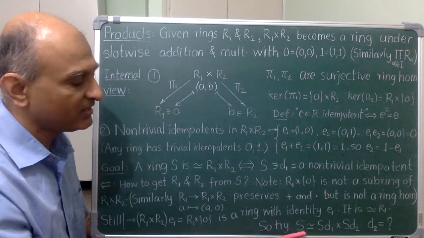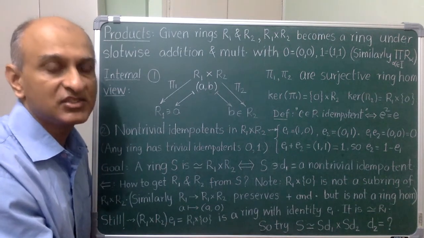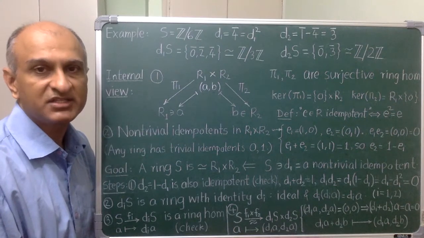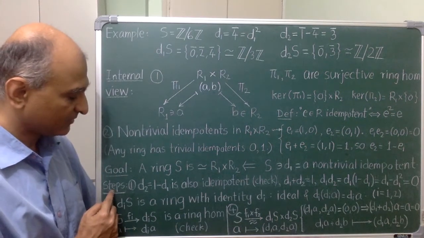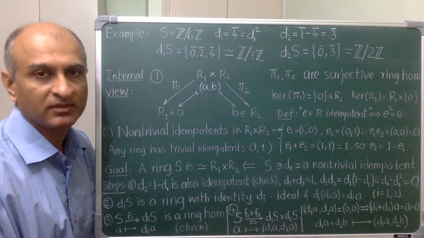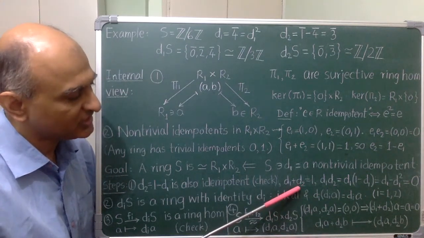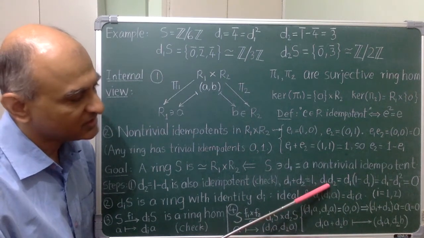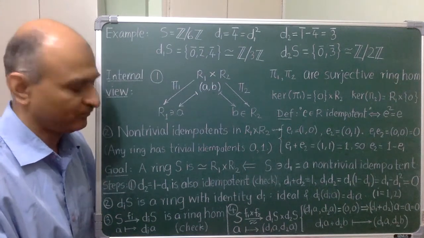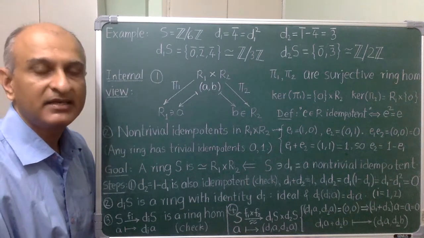Now I have to find a map in the appropriate direction and check that it's an isomorphism. This is not difficult, so try to do this now. This is a matter of verification and I have written the steps over here. First, 1 minus any idempotent is always an idempotent. You should check this quickly. Therefore, the sum of these idempotents is 1 and their product turns out to be 0. So I have a symmetric situation with D1 and D2. Next, Di times S is a ring in itself with identity Di.